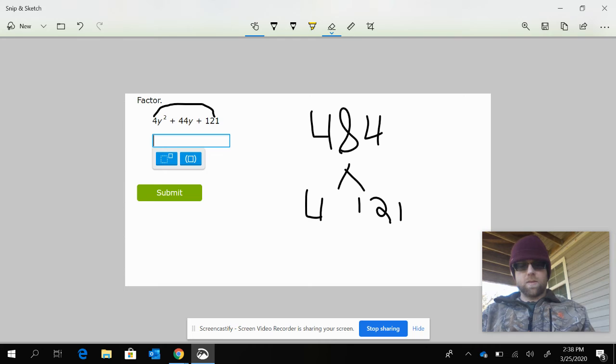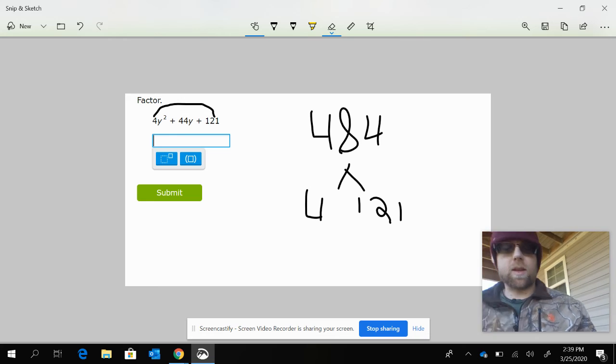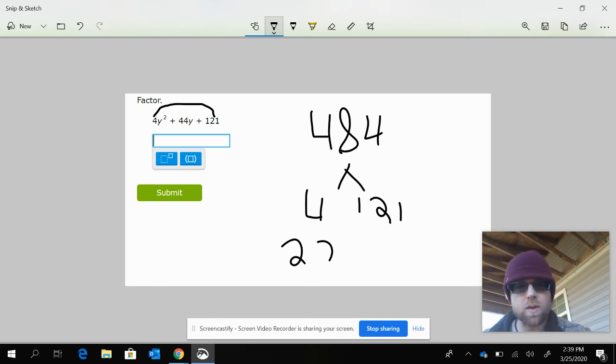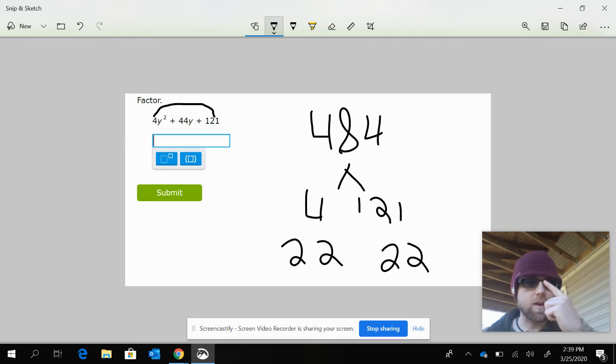That was 6, no. Well, dang, what goes into it? Found it. 22 and 22. Dang, that's the perfect square of 22. I didn't even know that. Sorry to waste y'all's time. It's all positive.